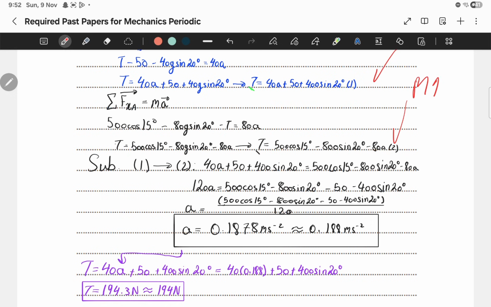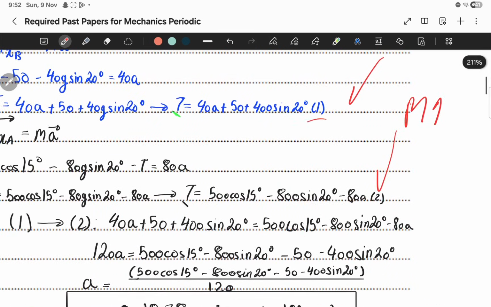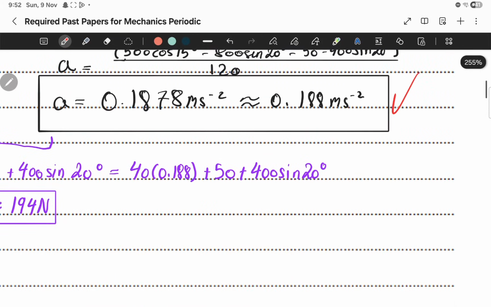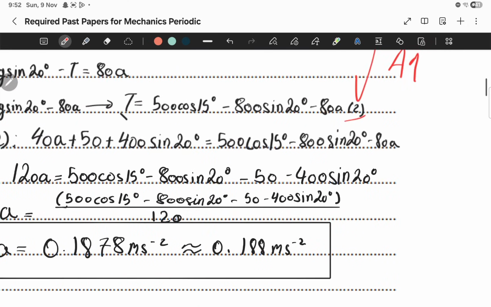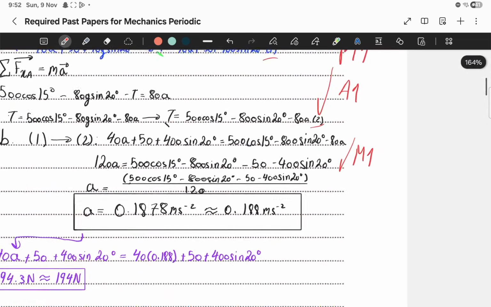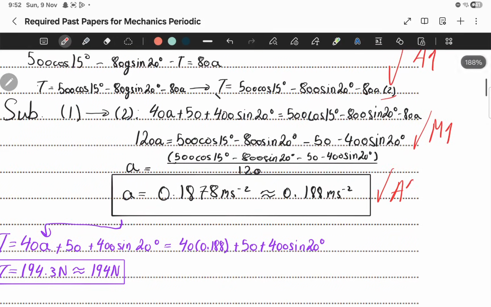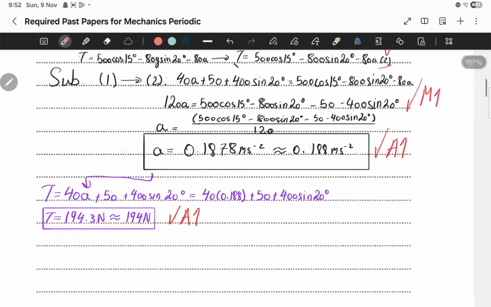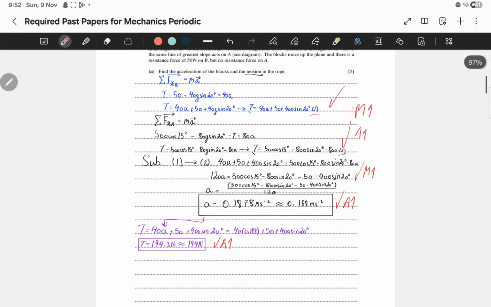Okay. Now, any two equations will give you A1. Now, for the attempt to solve for T or a, we solved for a, so we get this. This is the actual mark for the solving. Then acceleration is equal to 0.188 meters per second squared, which is what we got, A1, and tension is equal to 194 newtons. This is A1. So how many marks did we get in total? 1, 2, 3, 4, 5. So we got 5 out of 5 marks.